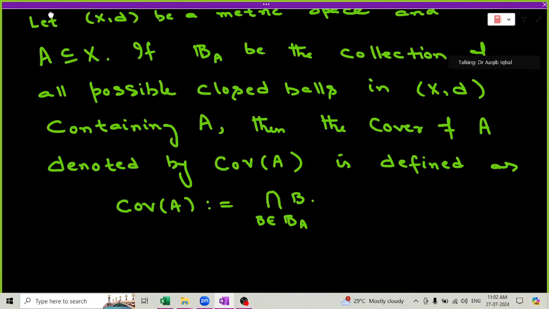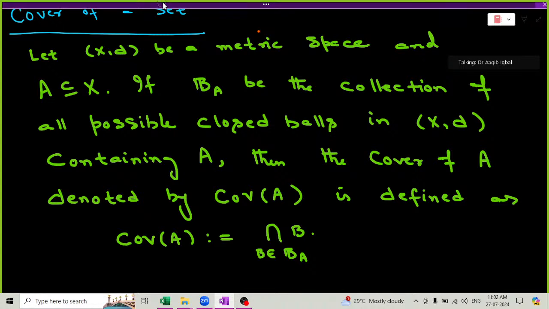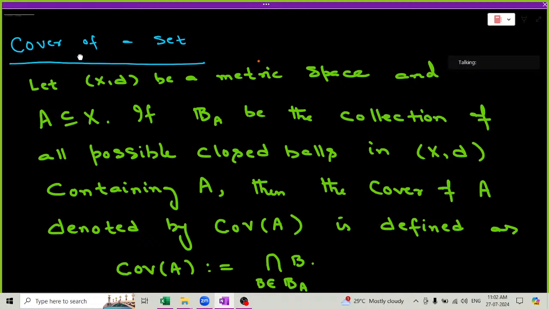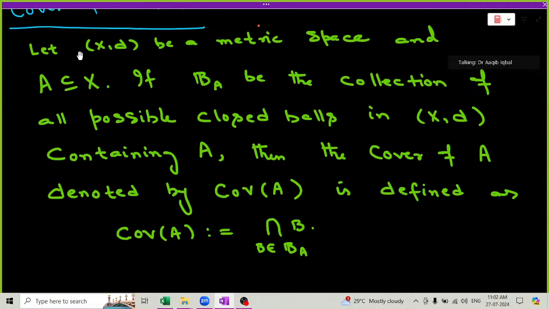Now, can someone tell me what would happen if there are no balls in B sub A? That means when the collection is empty. First tell me, is it a possibility that the collection is empty? Can this happen? Yes, sir. When will this happen? When will this collection be empty? When no closed ball contains it. Yes, that is what I'm asking you.